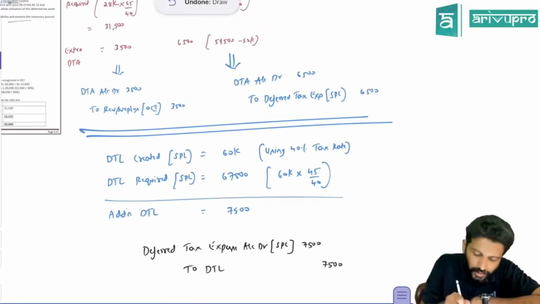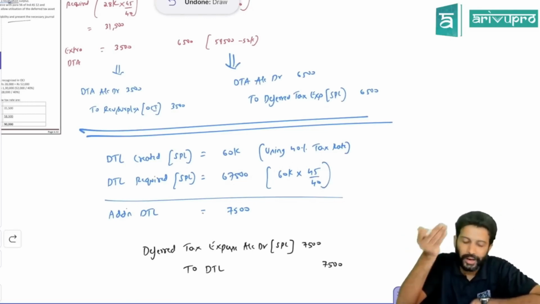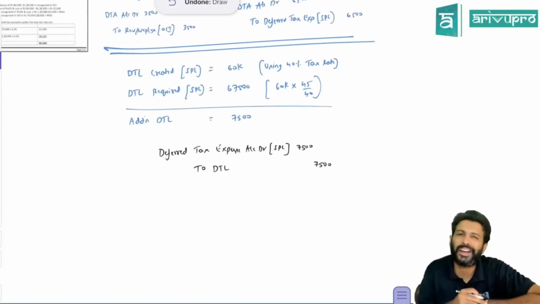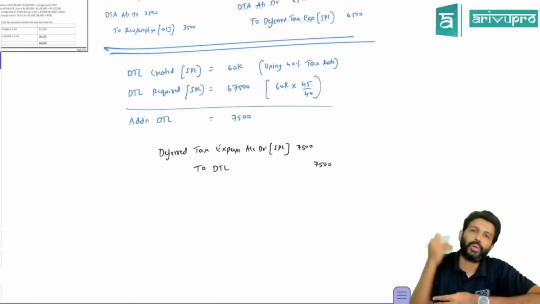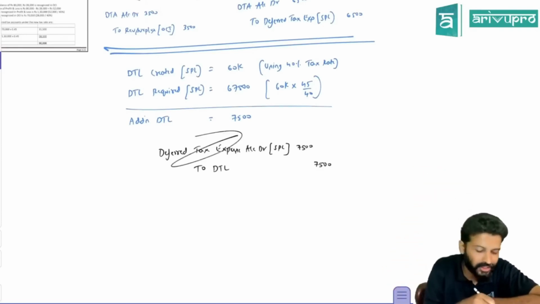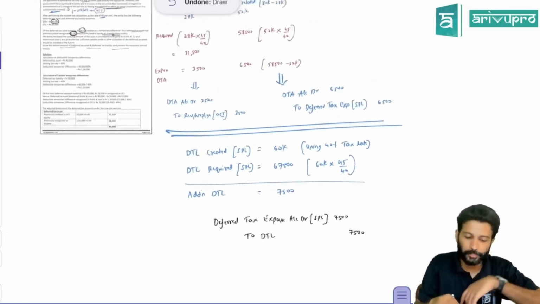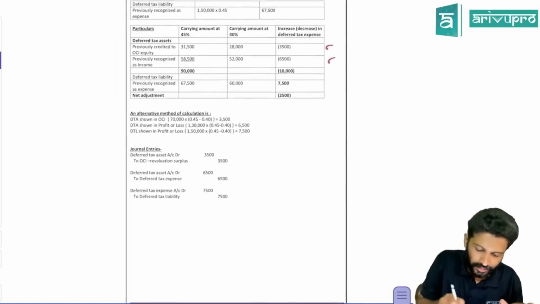Okay. So 60,000 is what they've created, but what is required? 60,000 is created by keeping the tax rate as 40. For 45, how much is it? 67,500. 67,500 was required, but they created only 60. So additionally, you need to create 7,500. So the journal entry will be, this is an SPL related item. So instead of writing SPL account debit to deferred tax liability, we write deferred tax expense account debit to deferred tax liability. This deferred tax expense is shown in SPL only. Okay. So that was what this particular question was all about. That's what they've given as the entry here.